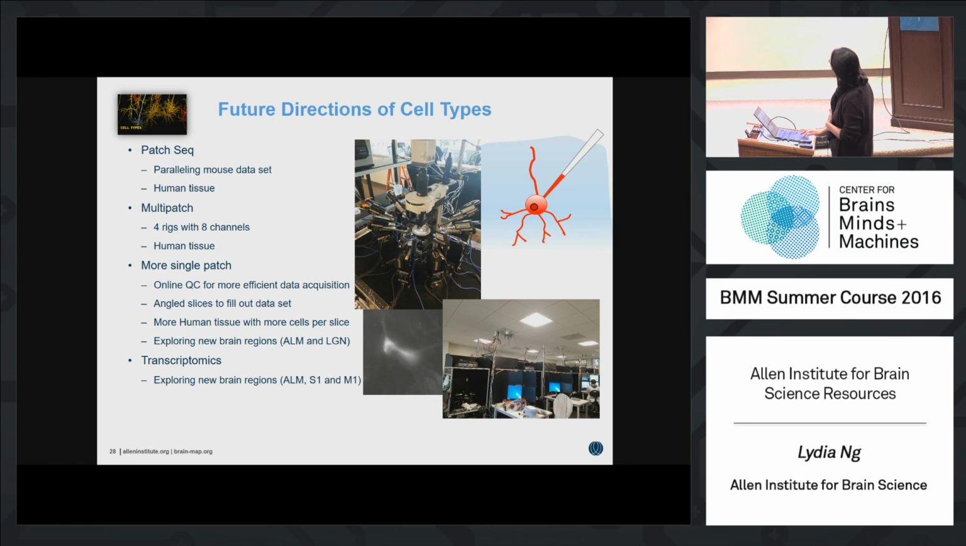In our next release, we're going to have more single patch data. We're going to expand from the ALM into the LGN as well for the single patch data. On the website, there are currently 1,700 transcriptomic data for the LGN. In this release, we're going to have additional cells from ALM, which is the motor area, and also from V1 data as well.